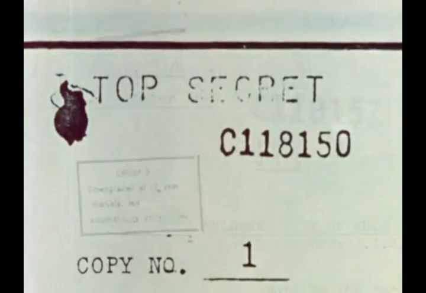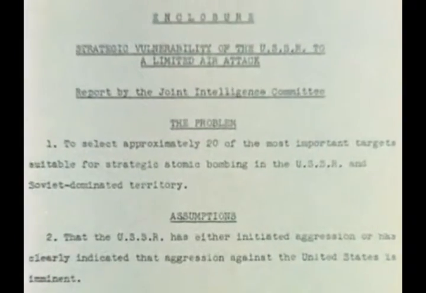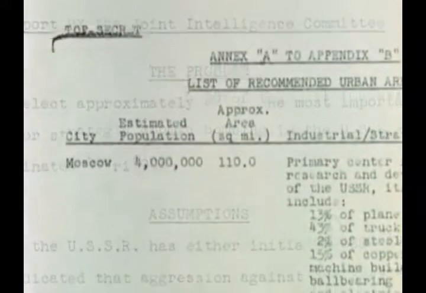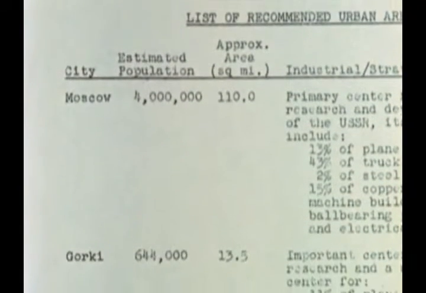By October of 1945, U.S. military planners had completed this top-secret study. It was a contingency plan for defeating the Soviet Union with 20 atomic bombs. But at the time, the U.S. didn't have any more bombs.